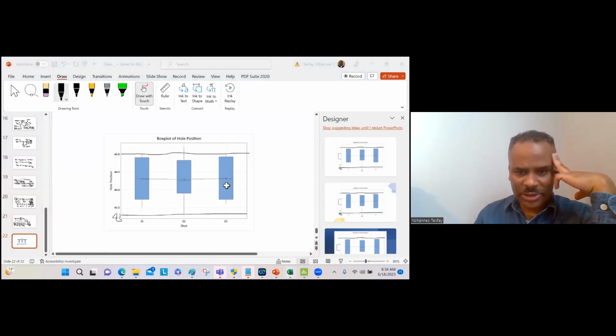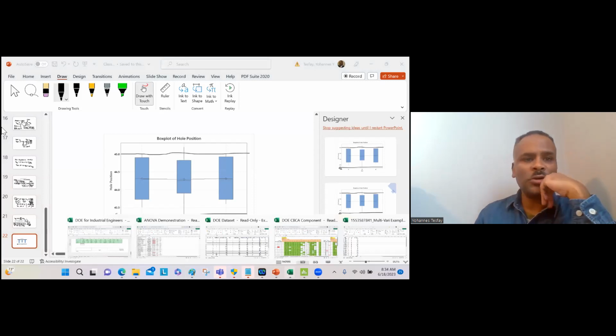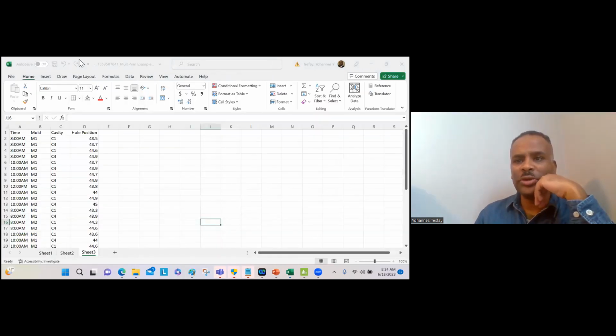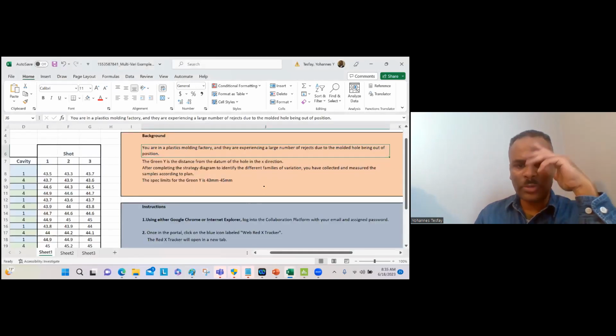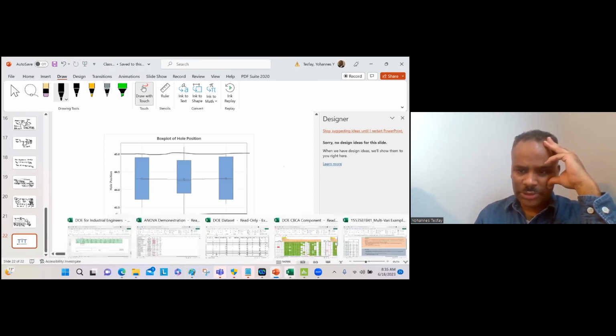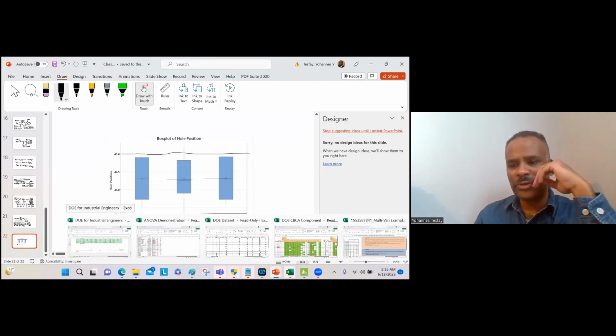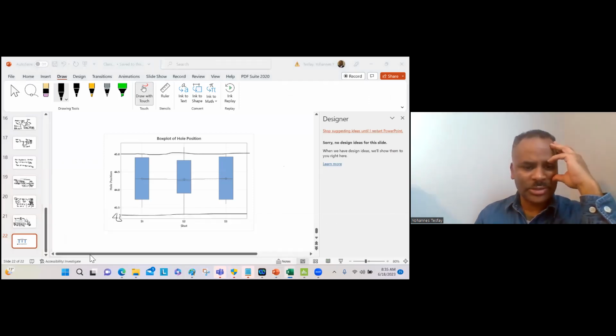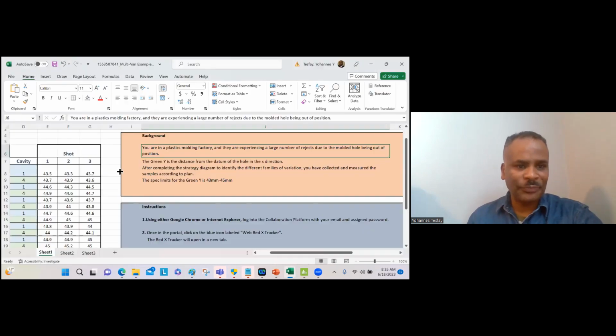The spec is 43 to 45, so there's not much of a problem here. Sure, so I already just avoid that and I put that information right here, just like that.